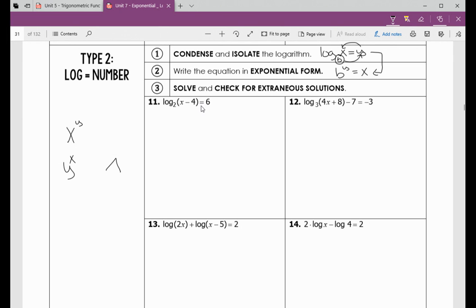So here, I have the perfect scenario. I have a logarithm equal to a number. So I'm always going to grab my base and raise it to this power. Notice I went to the other side of the equal sign. So 2 to the 6th power equals whatever is inside that parentheses.